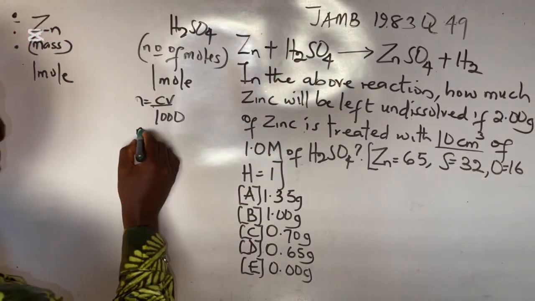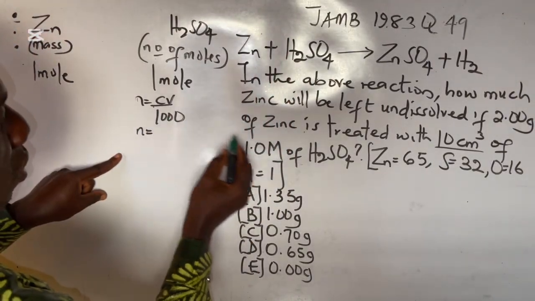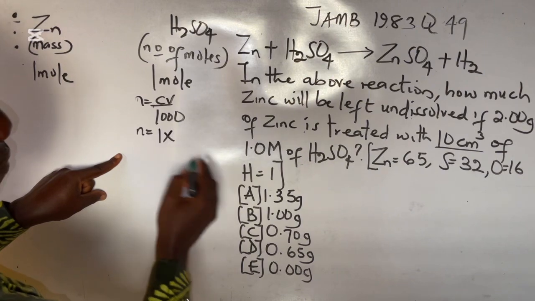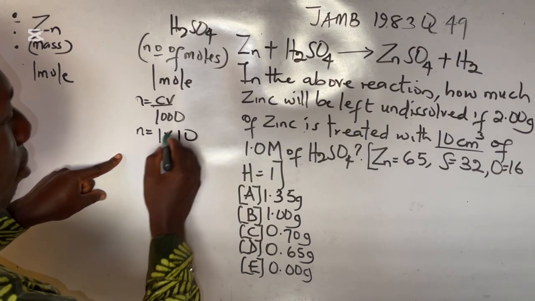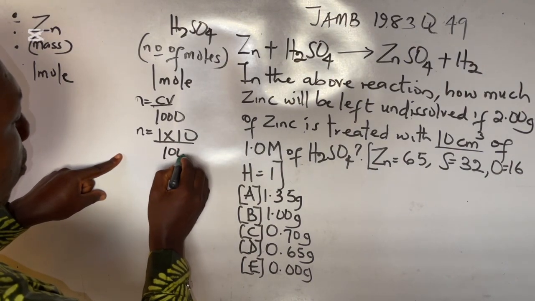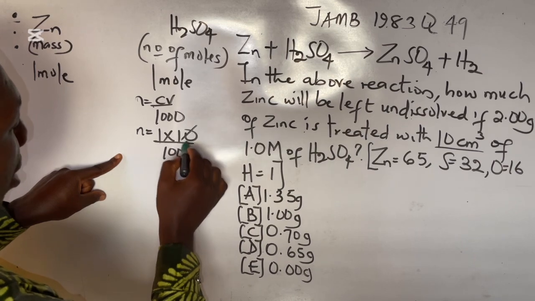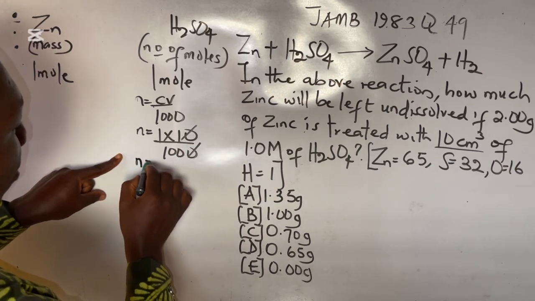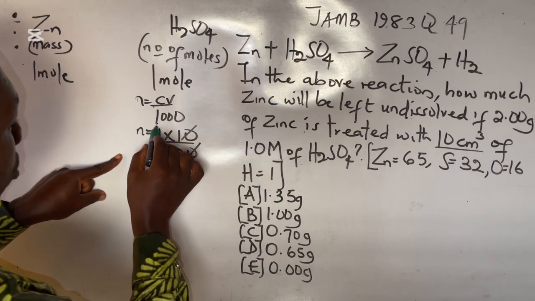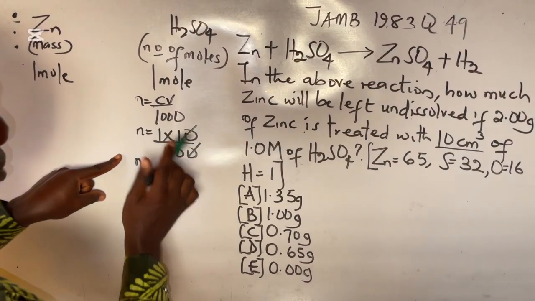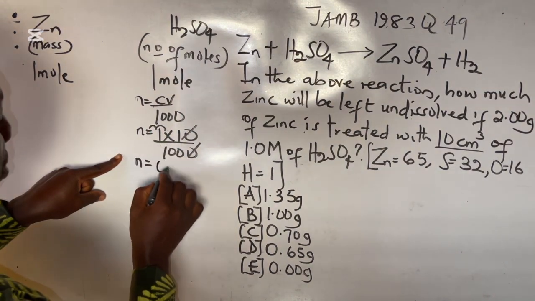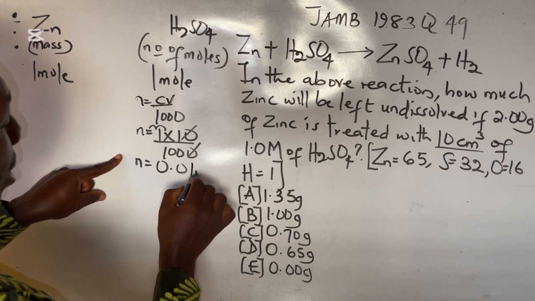So let's plug in the formula. C is concentration, that's 1. Volume is 10 over 1000. So that will cancel out. So we have 1, 2. We are moving the 0 2 times. 1, 2. That will give 0.01 mole.